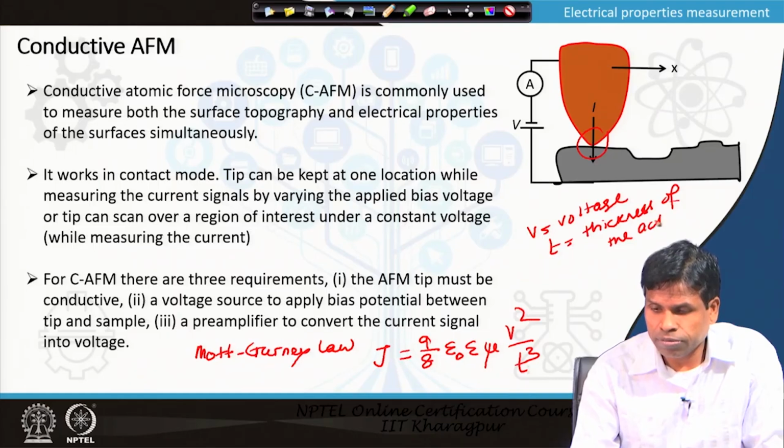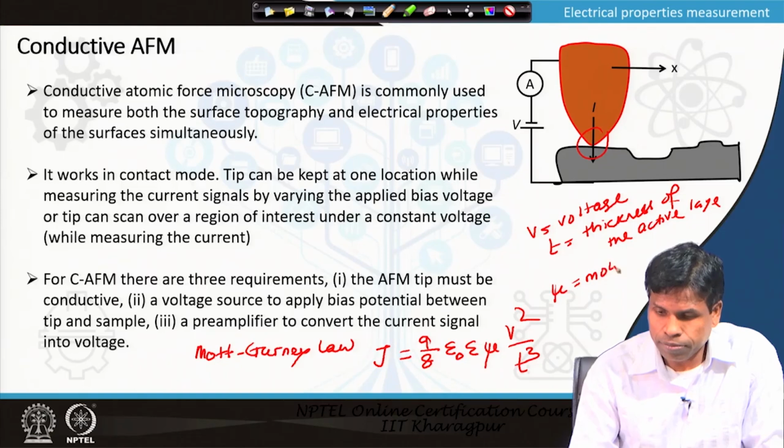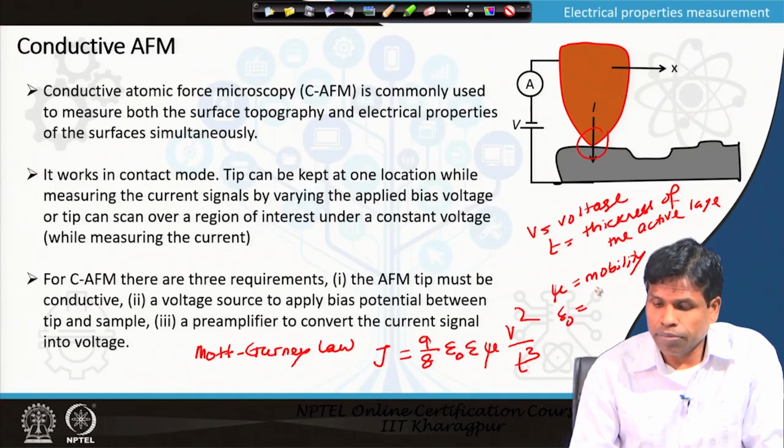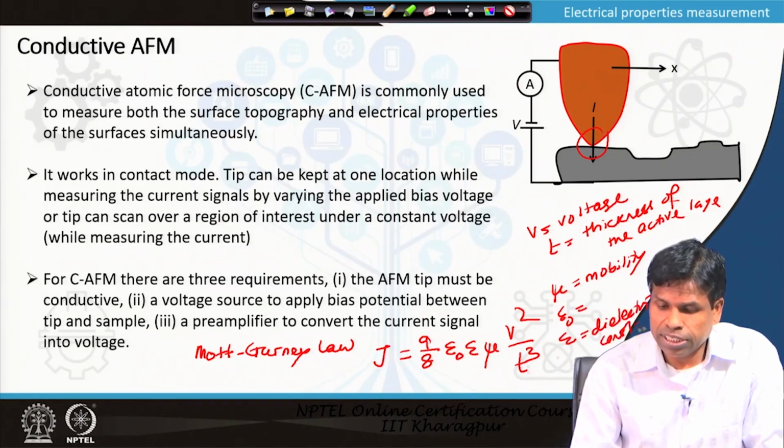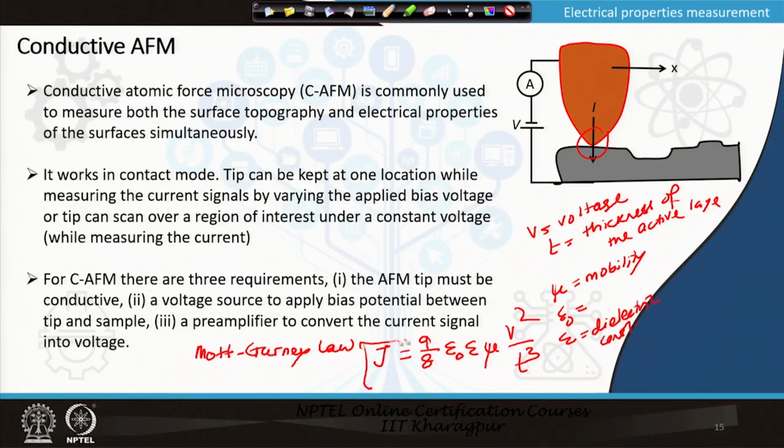on the surface, and mu is the mobility, and epsilon 0 is the permittivity of free space, and epsilon is the dielectric constant of the material. So, by using these factors, and J we measure the current, the voltage we give, and the thickness we know, we can get the charge carrier mobility of the sample surface. So, this can be measured with a conductive AFM.